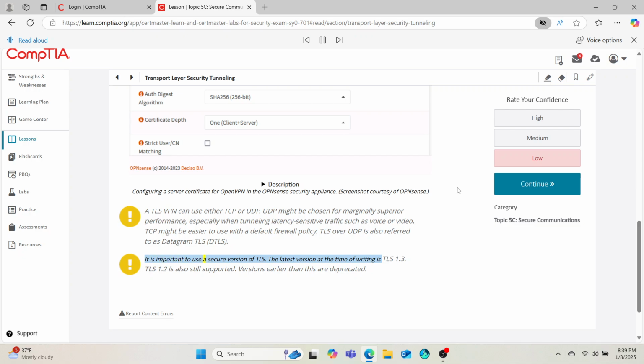It is important to use a secure version of TLS. The latest version at the time of writing is TLS 1.3. TLS 1.2 is also still supported. Versions earlier than this are deprecated.